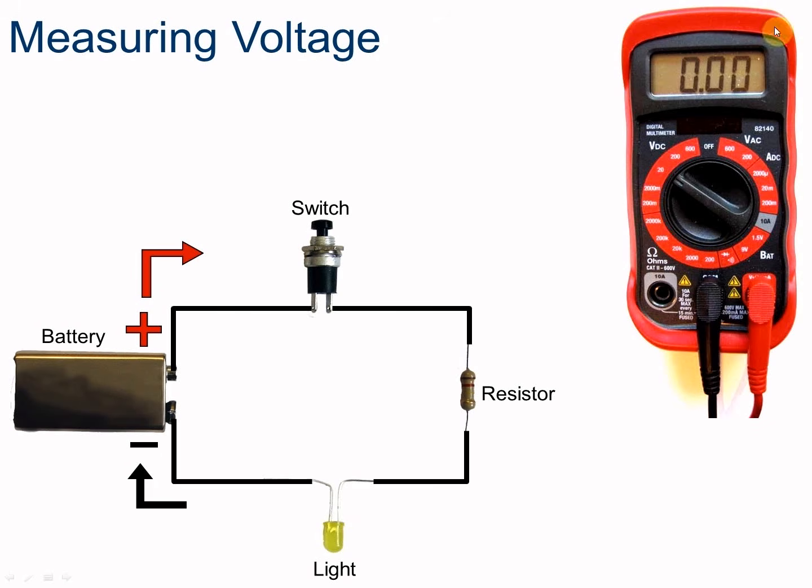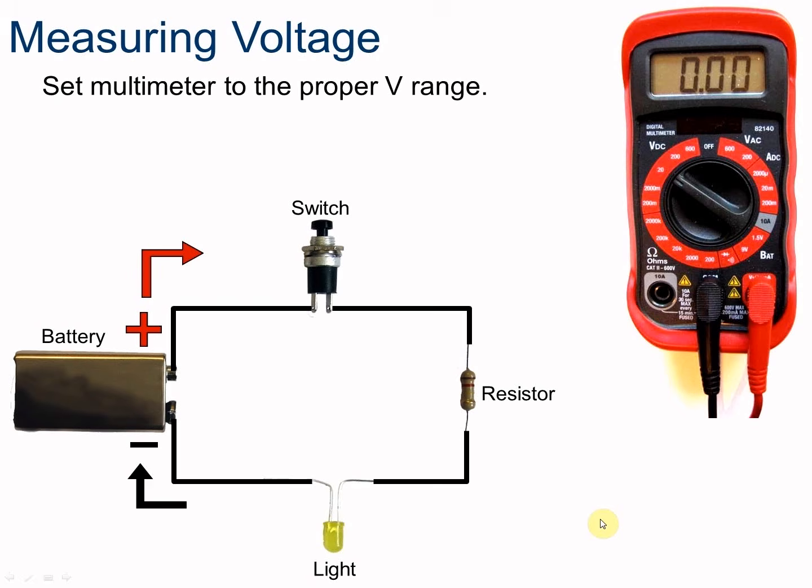So in the lab, to measure voltage, we're going to be using a device that looks something like this. This is called a multimeter. Multi because it measures a lot more than just voltage. It's able to measure quite a few different things for us, different concepts that we can test with it. So here we have a simple circuit: battery, switch, resistor, and a little LED light.